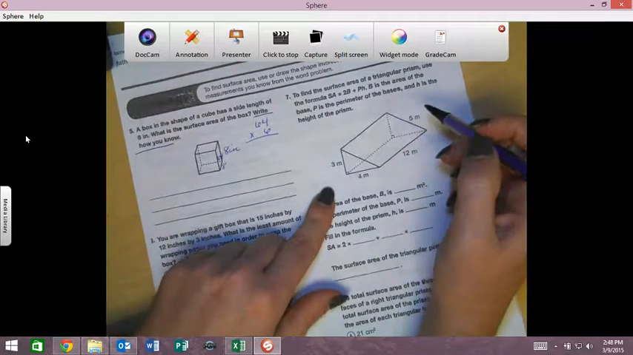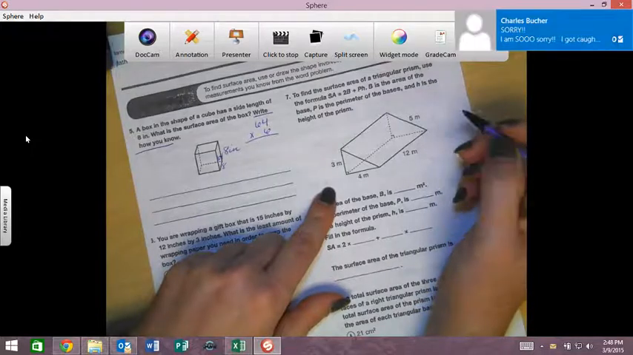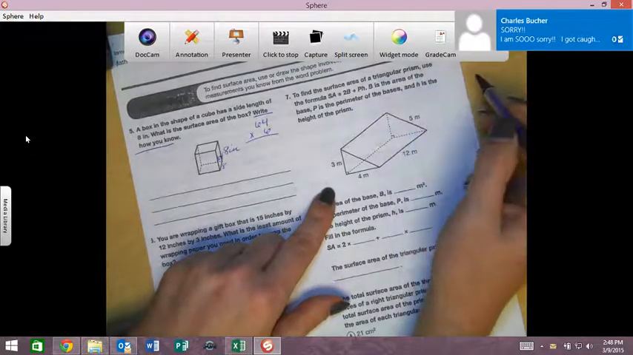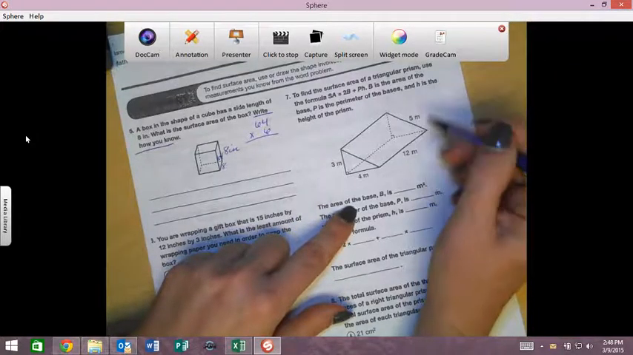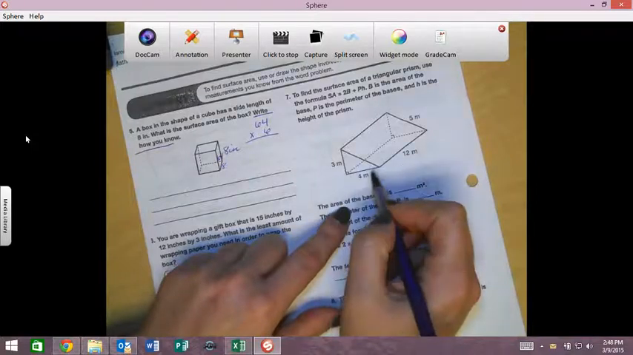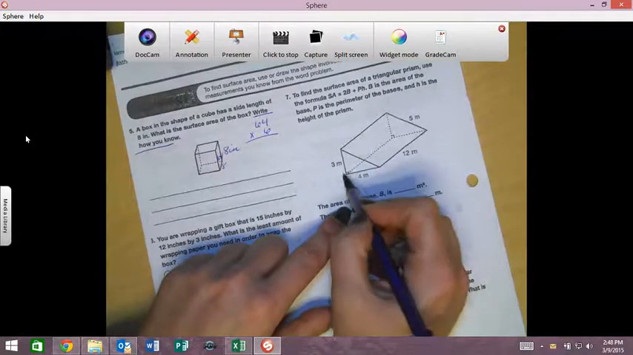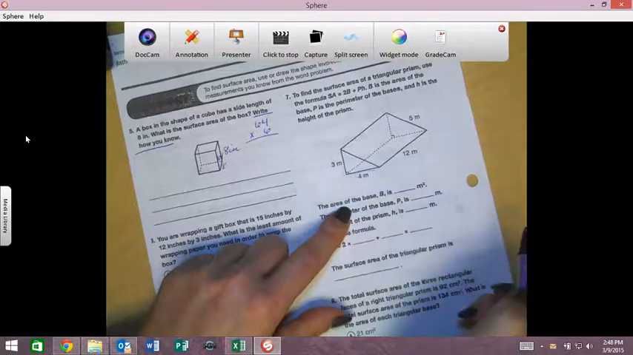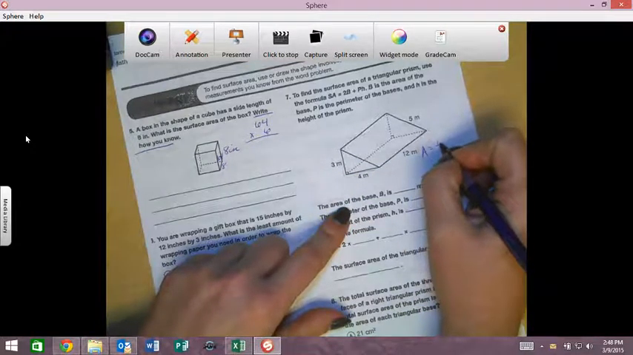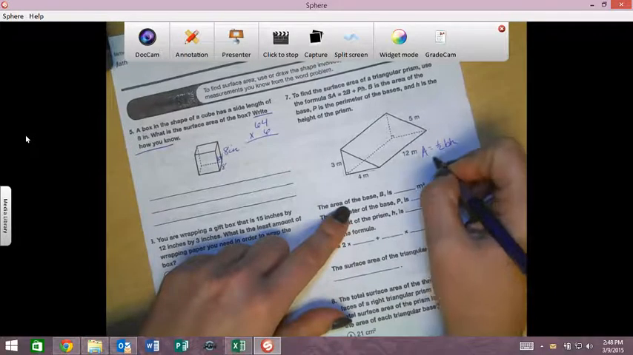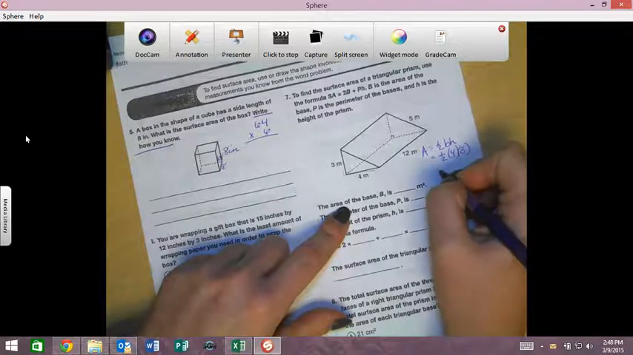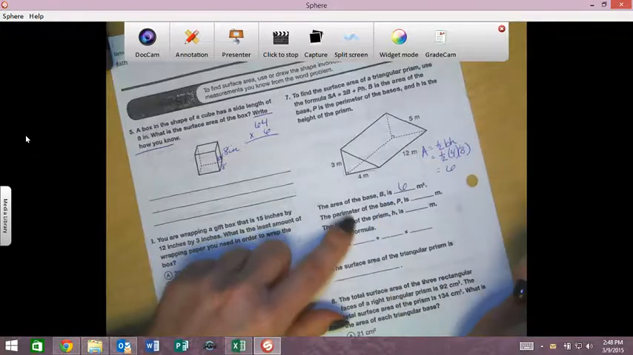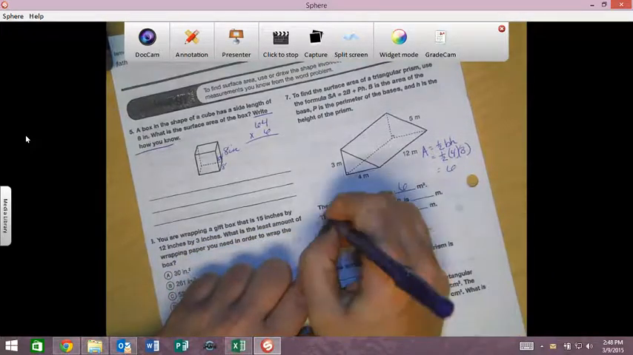7 says to find the surface area of a triangular prism, use the formulas. Okay. Don't worry about the formulas. The formula is not a big deal. Okay, your bases are 2 triangles. So this triangle here is your height of 3 and your base of 4. Remember, a triangle is 1/2 base times height. So you would do 1/2 of 4 times 3. Well, half of 4 is 2, and 2 times 3 is 6. So your area is going to be 6. Okay, do not worry about the perimeter.